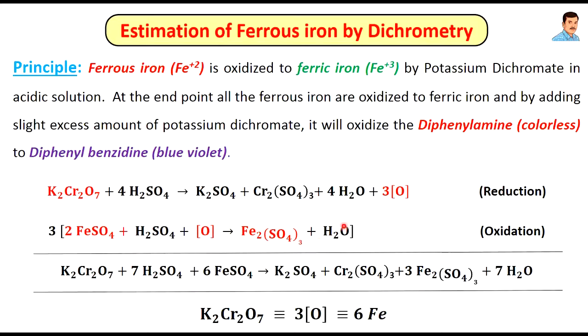So three nascent oxygens will be oxidizing 6 ferrous sulfate molecules. 6 ferrous sulfate molecules are oxidized to 3 ferric sulfate molecules. So the overall reaction is K2Cr2O7 plus 7H2SO4 plus 6 FeSO4 gives rise to K2SO4 plus Cr2(SO4)3 plus 3 Fe2(SO4)3 plus 7H2O.